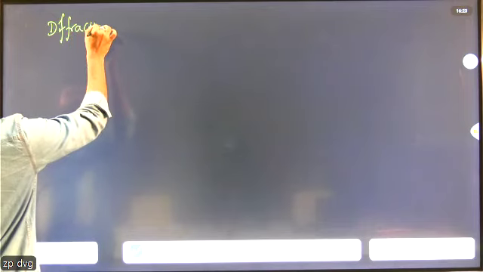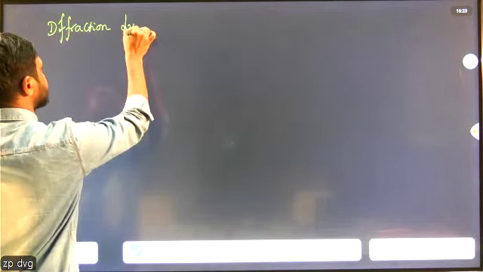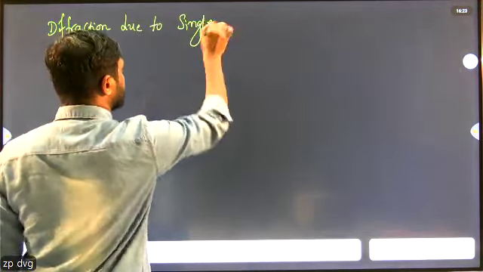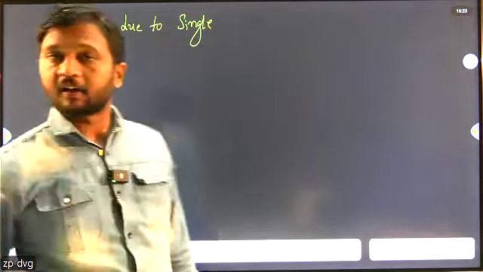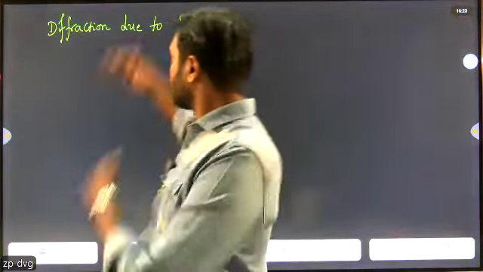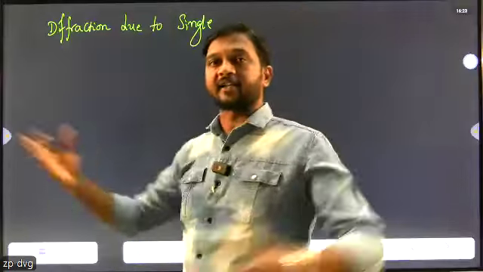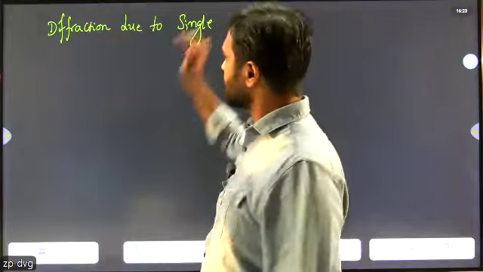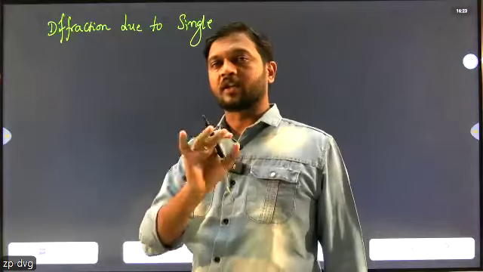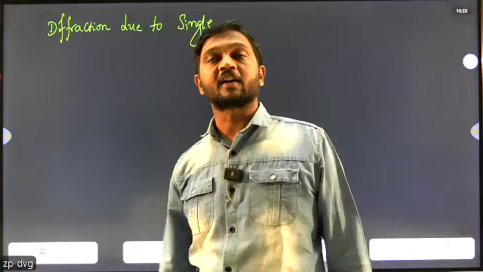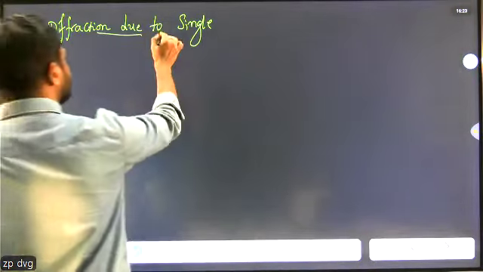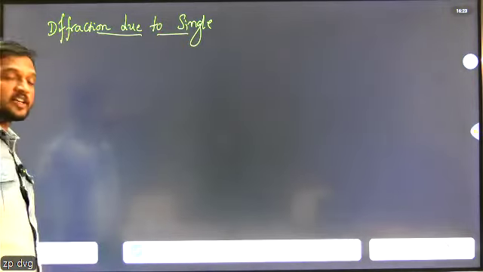Diffraction due to single slit. See, I'm not going to explain a complete experiment once again. Already you know that. Already you studied in your classes. If I explain an entire experiment, it takes some time. So I won't have time to solve problems. So just I'll explain the formula of diffraction maxima and diffraction minima, and the characteristics of diffraction fringes, diffraction due to single slit.